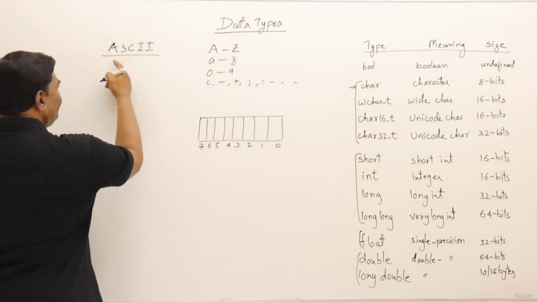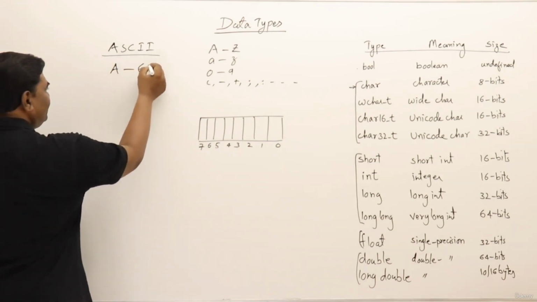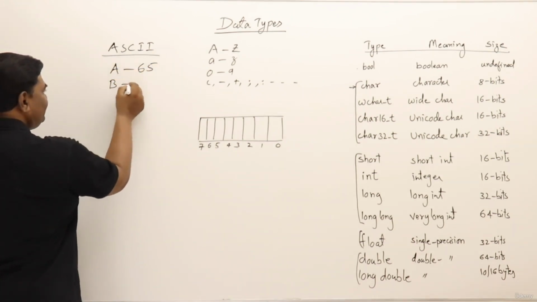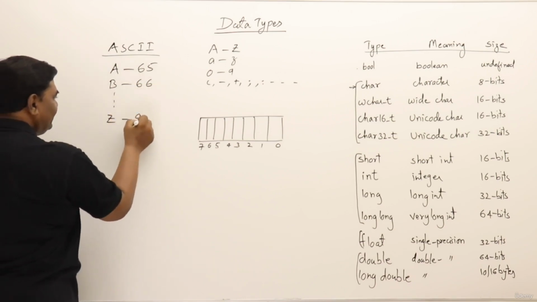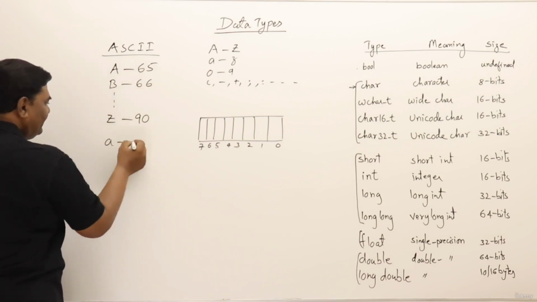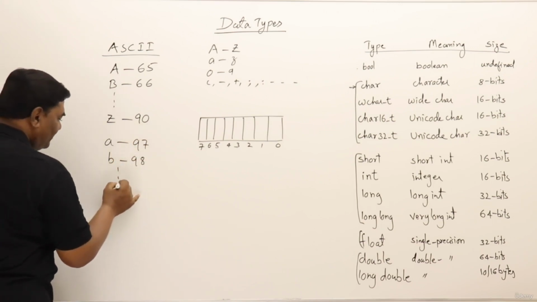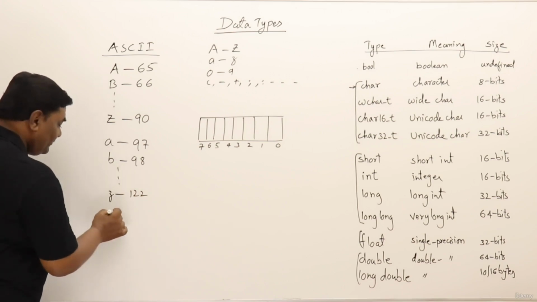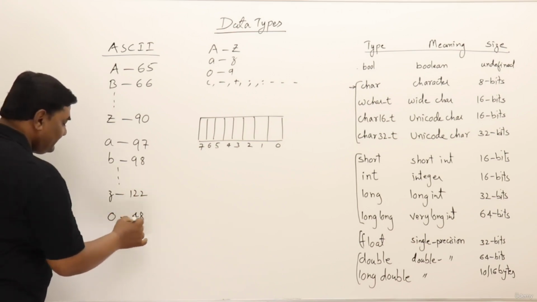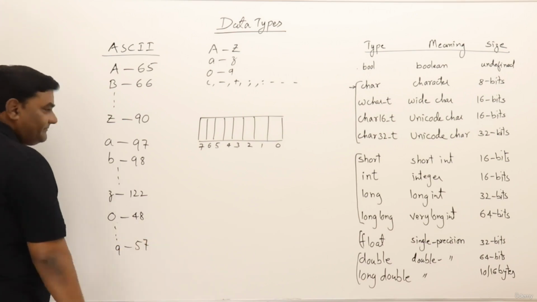American Standard Code for Information Interchange. So capital A is represented with the number 65 and B is represented as 66 and so on. Capital Z is 90. Then small a is 97, small b is 98 and so on. Small z is 122. Like 0 is 48 and lastly 9 is 57.